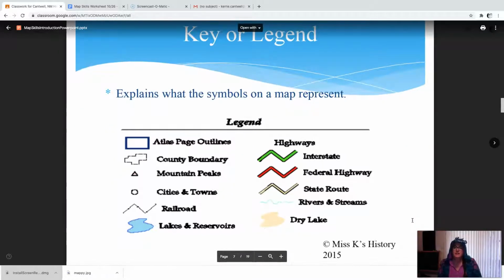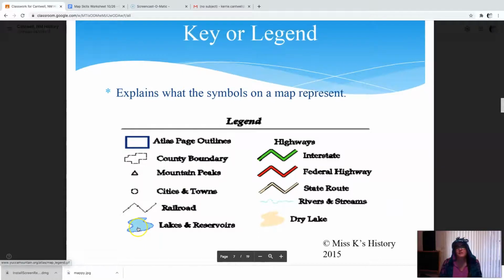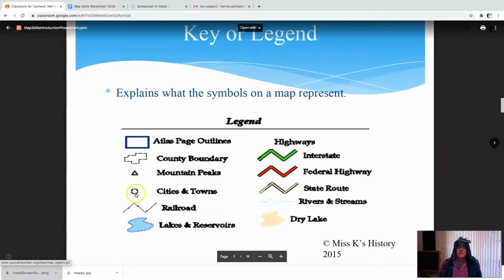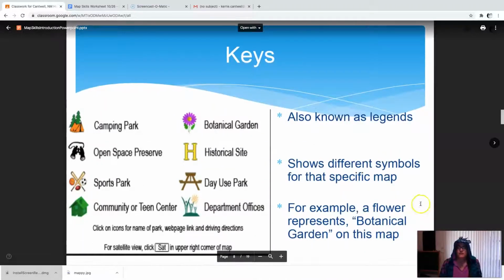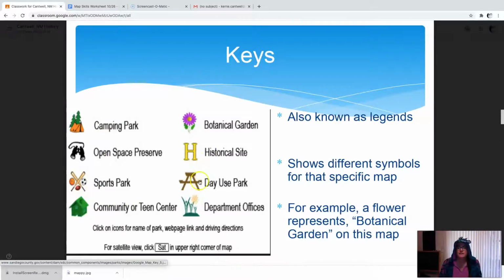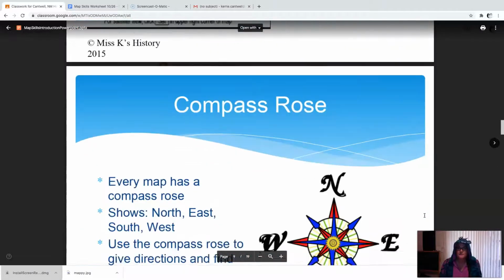So the key or the legend explains what the symbols on a map represent. Each map is different. Lakes are usually some kind of a blue thing. Borders, highways, interstates, cities and towns are usually a circle or a dot. Every map has a different key or legend. If you're looking at some maps, especially the ones that are showing like state parks, they'll have camping. They'll have places where you can picnic. So you just have to look at the symbols and read what they mean, okay?